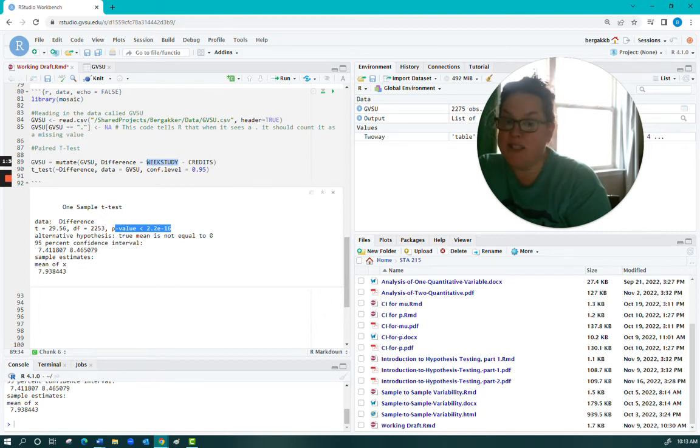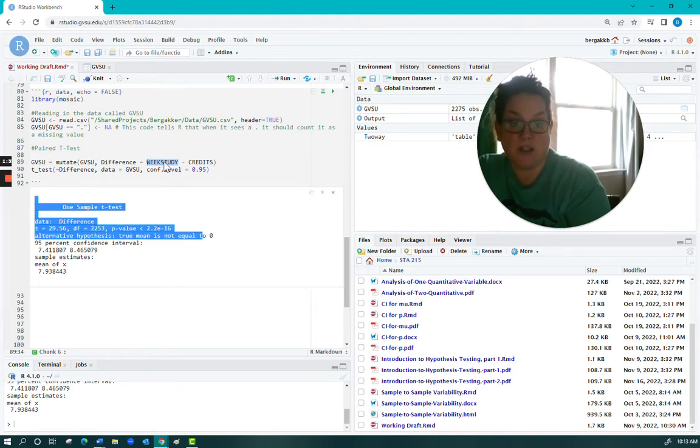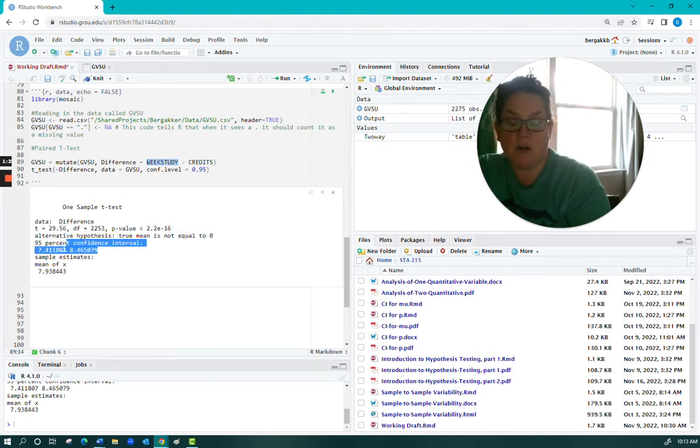So we have evidence that these two are in fact different, and then with the confidence interval, we can see the direction of the difference. So here we would say we're 95% confident the week study time is between 7.4 and 8.47 hours per week more than credits for GVSU students on average. So that's how we would interpret that. That's how we create it.